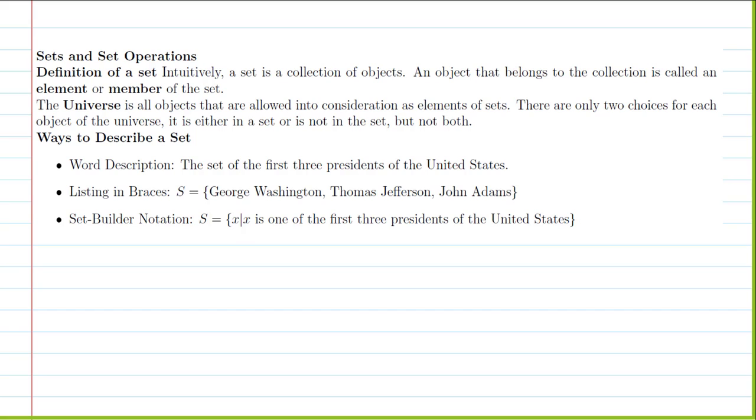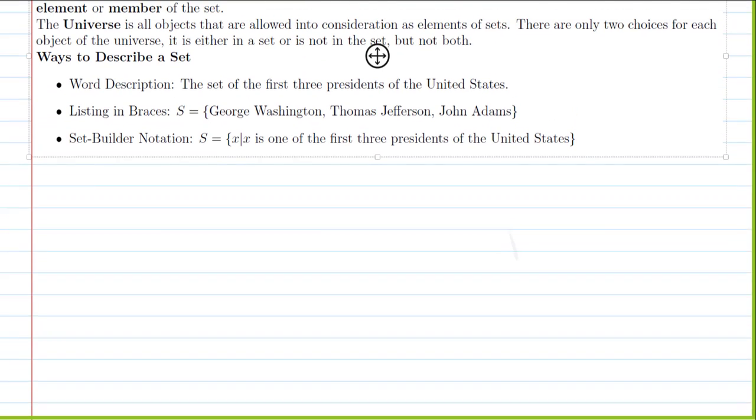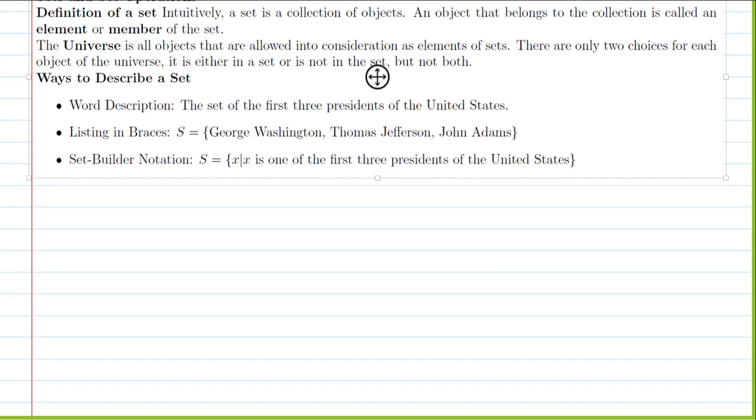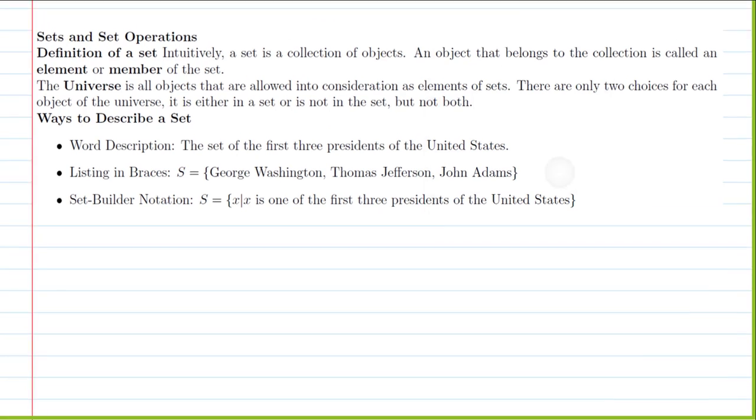There are only two choices for objects of the universe. It's either in the set or it's not in the set. There's no in between. This is called the law of excluded middle. You're either in the set or you're not in the set. There's no halfway in between. You can't be kind of in a set or on the border or anything like that. It's a binary choice.